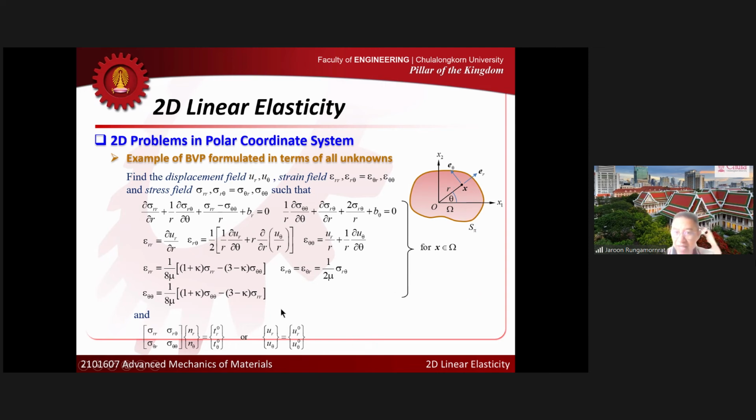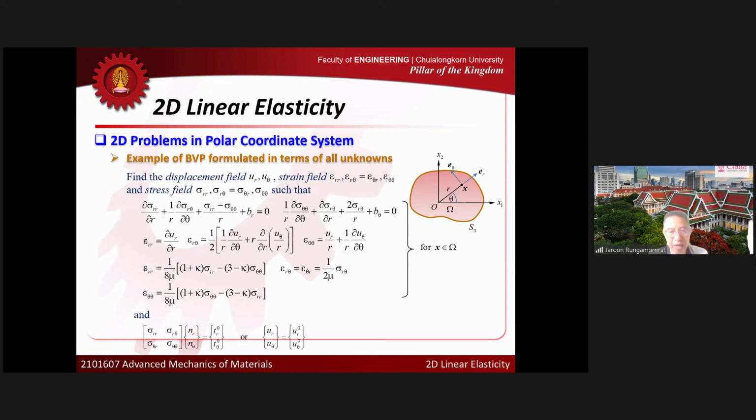You can see that the number of unknowns, number of equations that we have to deal with here are exactly the same as what we have in the X1 and X2 system. The number of unknowns, number of equations, number of conditions do not change, right here. So the only thing that changes is the detail, the form of the equations, and the quantities, the components that you have to deal with now are in the r-theta system.